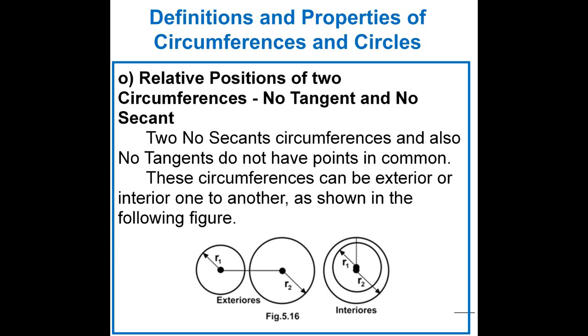In this second slide of this second class, two non-tangent and two non-secant circumferences or circles are presented in figure 5.16. Figure 5.16 shows two external circumferences. These two external circumferences have no points in common. The second part of figure 5.16 shows two internal circumferences. Again, these two circumferences have no common points. Both cases have non-secant and non-tangent circumferences.